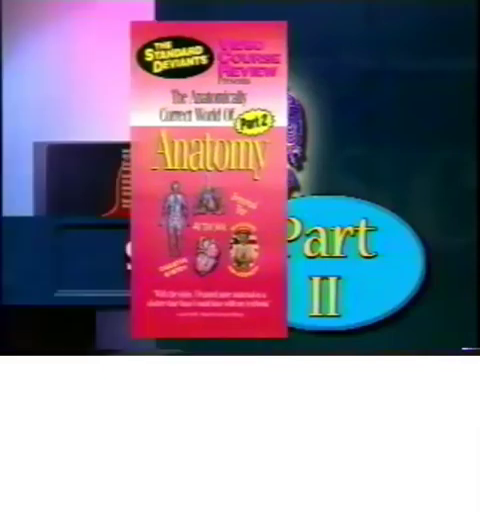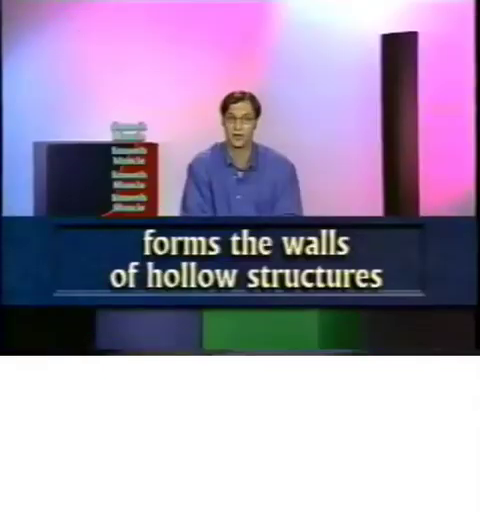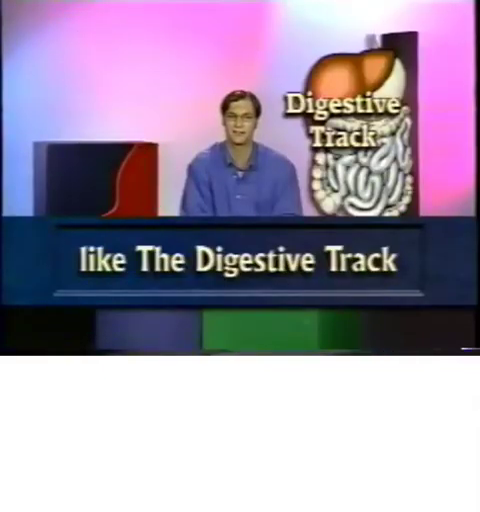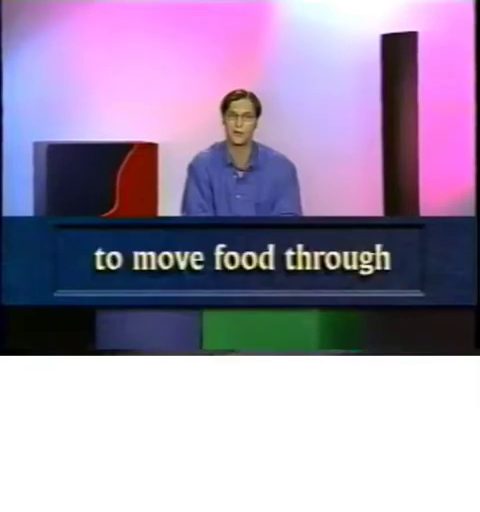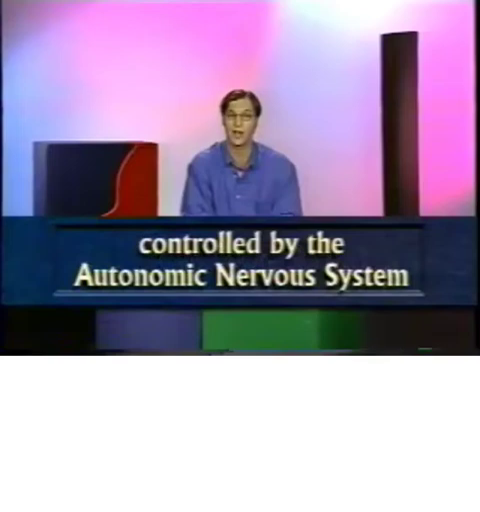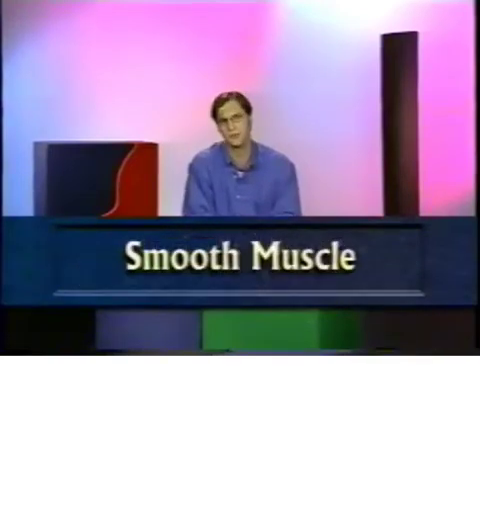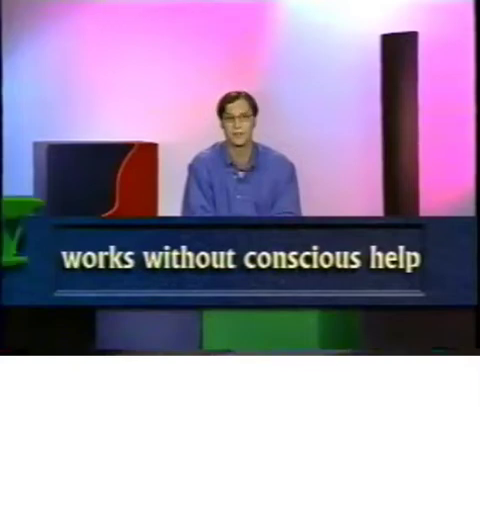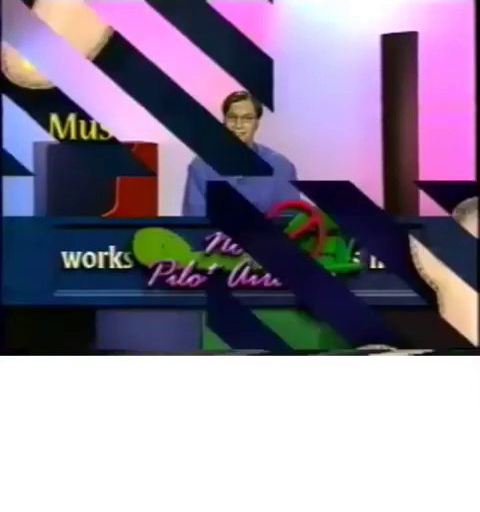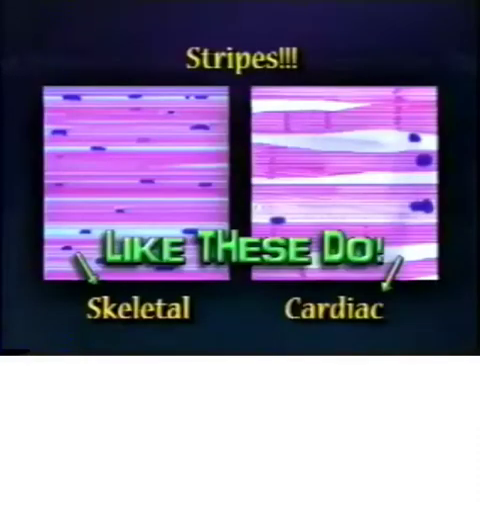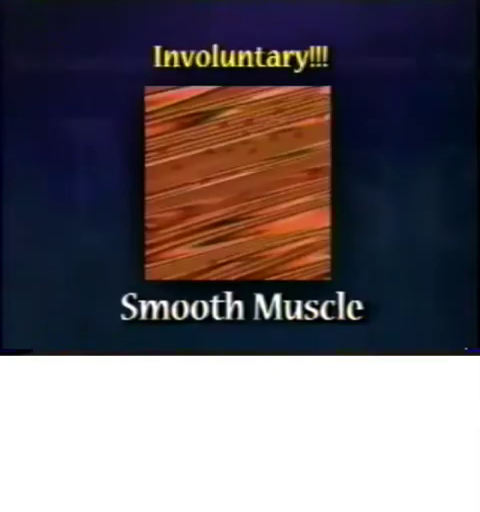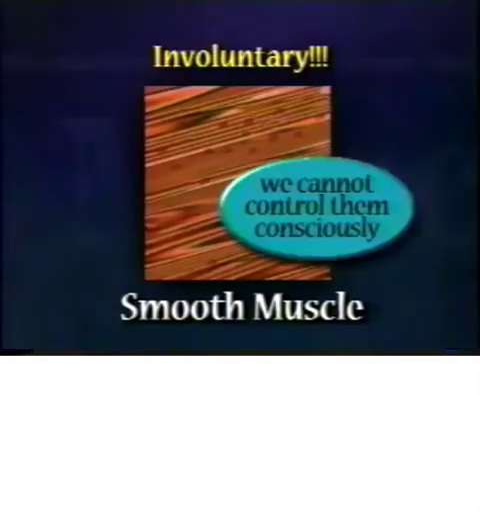Smooth muscle forms the walls of hollow structures like the digestive tract. It's also responsible for changing the diameter of these tubes to move stuff like food through them. Smooth muscle is controlled by the autonomic nervous system, which we'll talk about later. Basically, this means that smooth muscle works without any conscious help from us. It's on autopilot. Smooth muscle cells are unstriated. That means they don't have the stripes that cardiac and skeletal muscles have. But like cardiac muscles, smooth muscles are involuntary. We can't control them consciously.